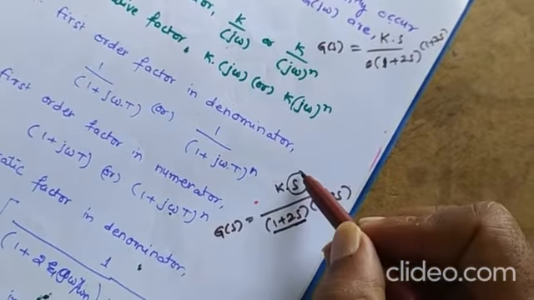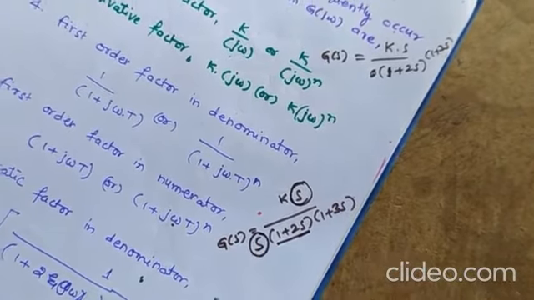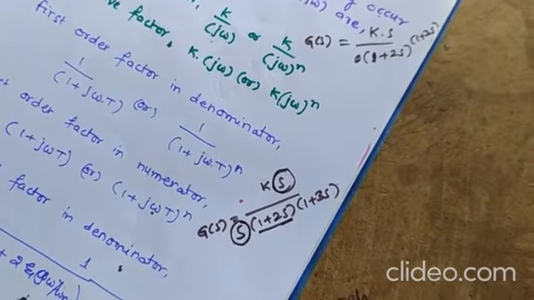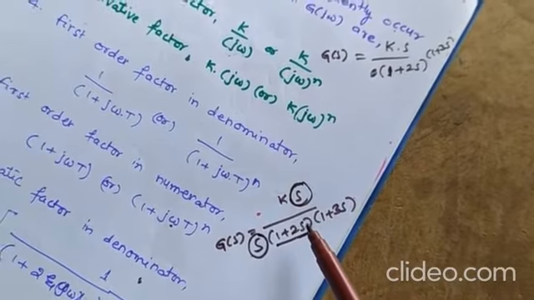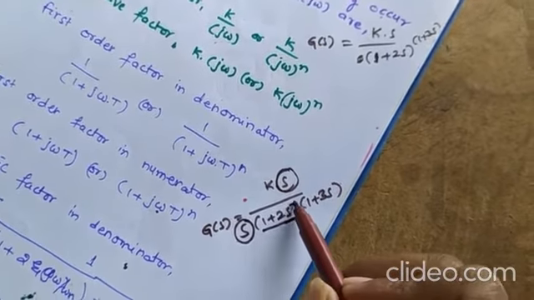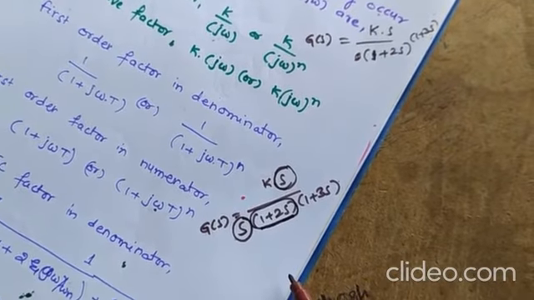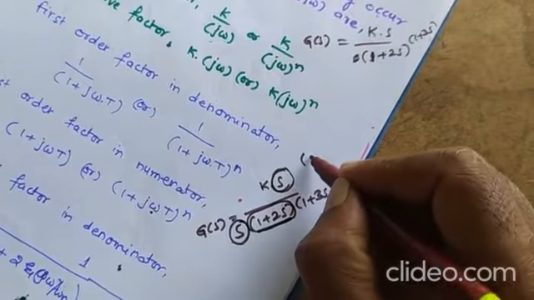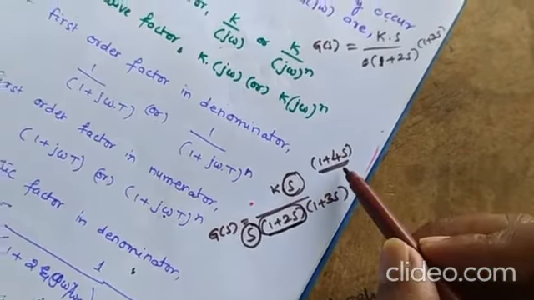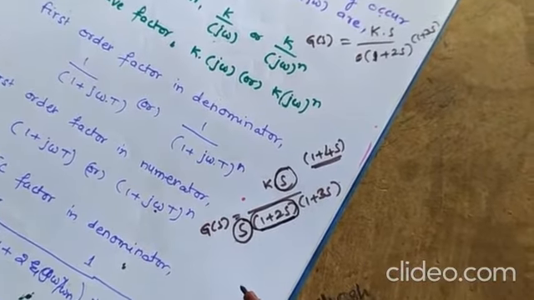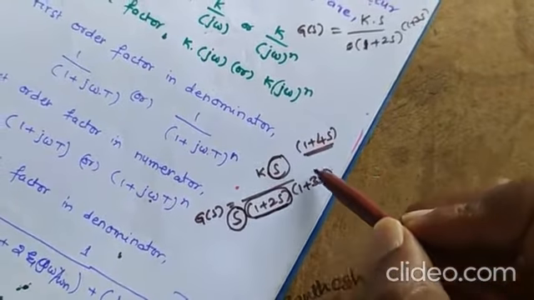Sometimes an s can also appear in the denominator like this. It is generally known as an integral factor, so 1 upon s is an integral factor. An s in the numerator is a derivative factor. If it is a first order system, it appears in the denominator. Sometimes it also appears in the numerator, like this, which is normally known as a first order factor in the numerator.